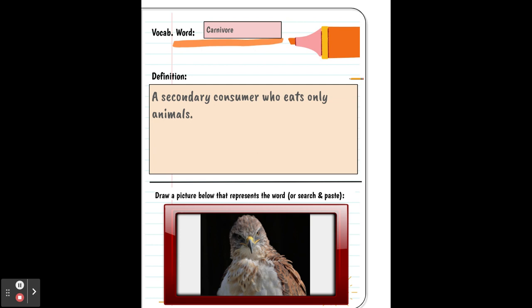is a secondary consumer who eats only animals. Only meat. A secondary consumer who eats only animals. So they don't dine on producers.